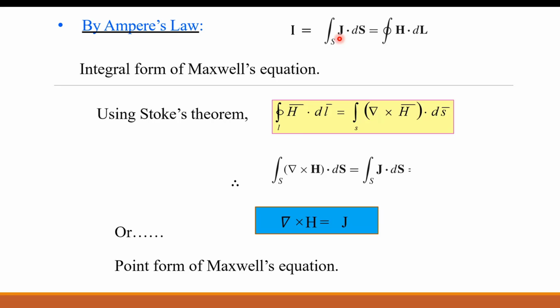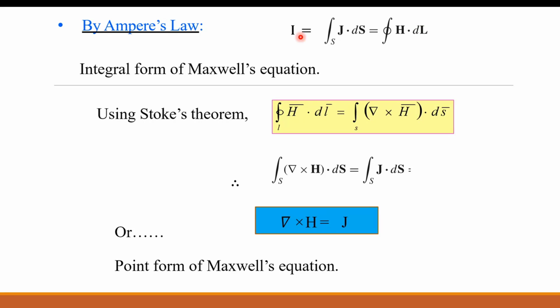So J bar is current density, and if we multiply that density by ds bar, then we'll get current. So I is equal to surface integration or double integration of J bar dot ds bar, and that is also equal to closed line integration of H bar dot dl bar. So both things are related now, right?